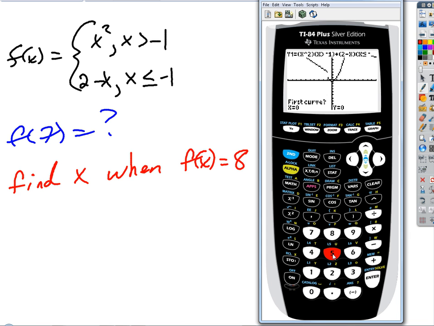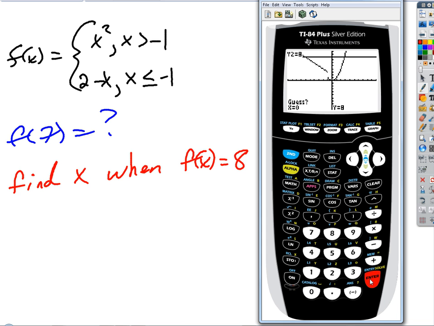Okay, so back to business here. Sorry about that. I want to find the intersection. For the first curve, it wants to know, is it y1? Yes, it is, so I just hit enter to verify that. Is the second curve y2 equals 8? Yes, so I hit enter.